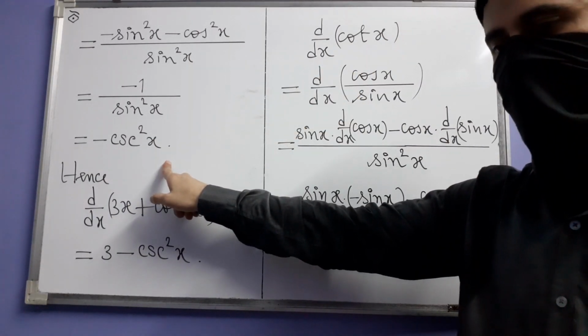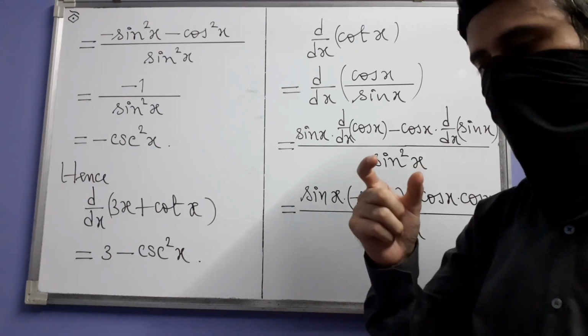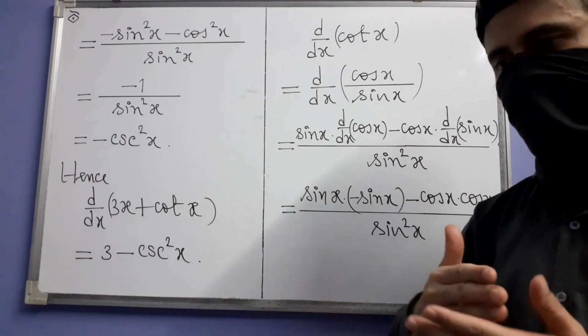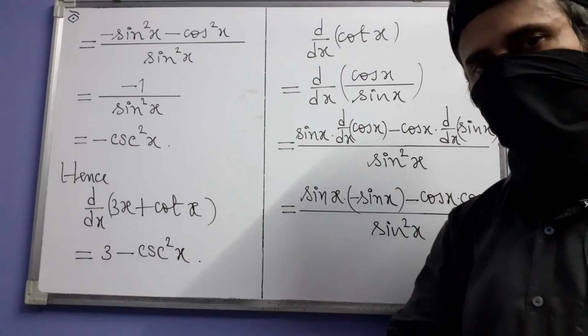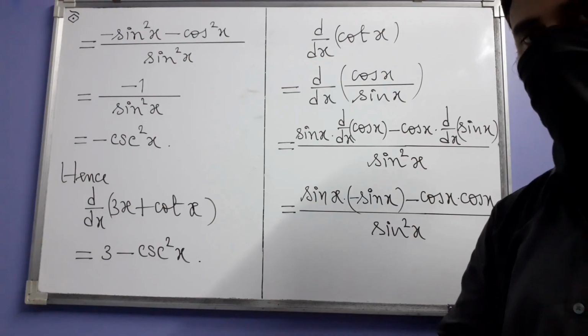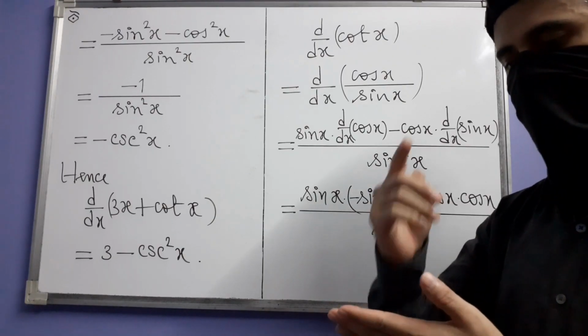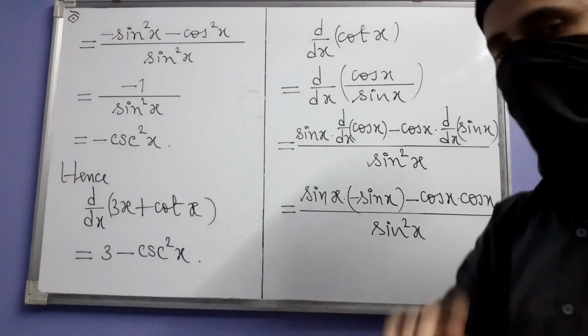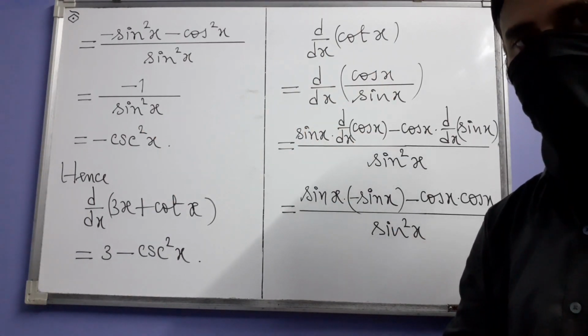Do you remember that I said that these functions with a co in front, they are going to have a negative sign in their derivatives. We see that happening here. ddx of cos x is minus sin x. ddx of cot x is minus cosecant square x.